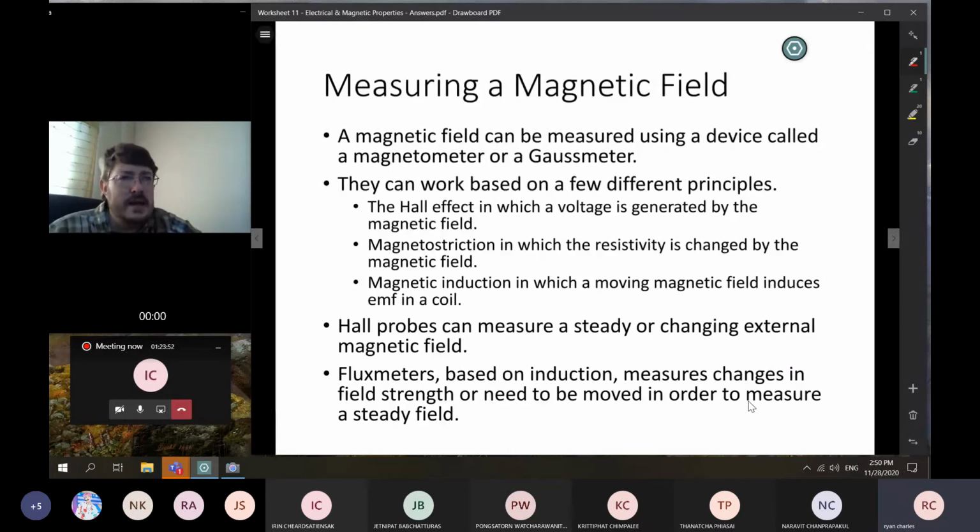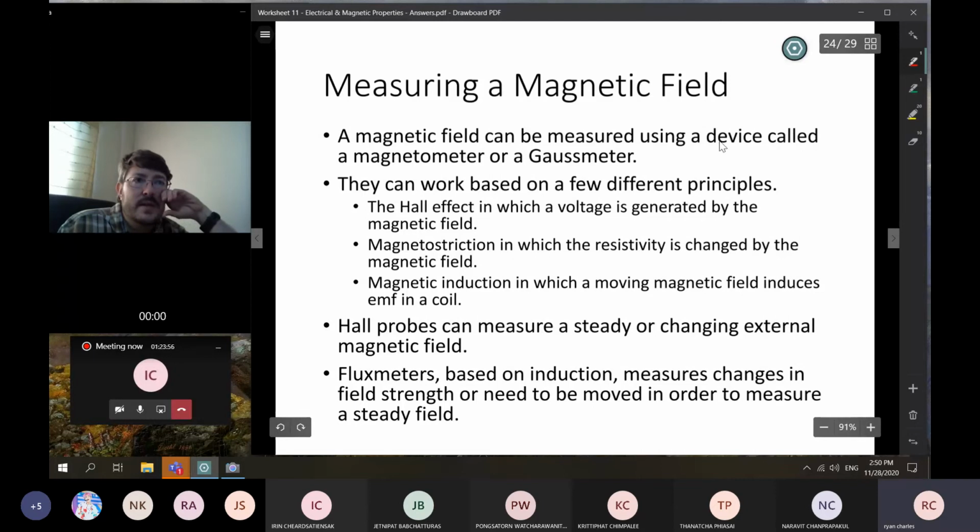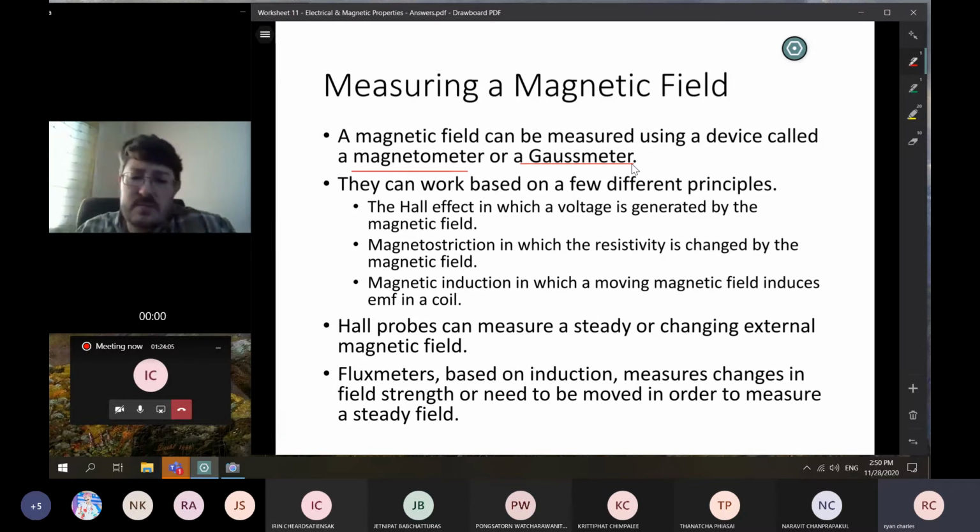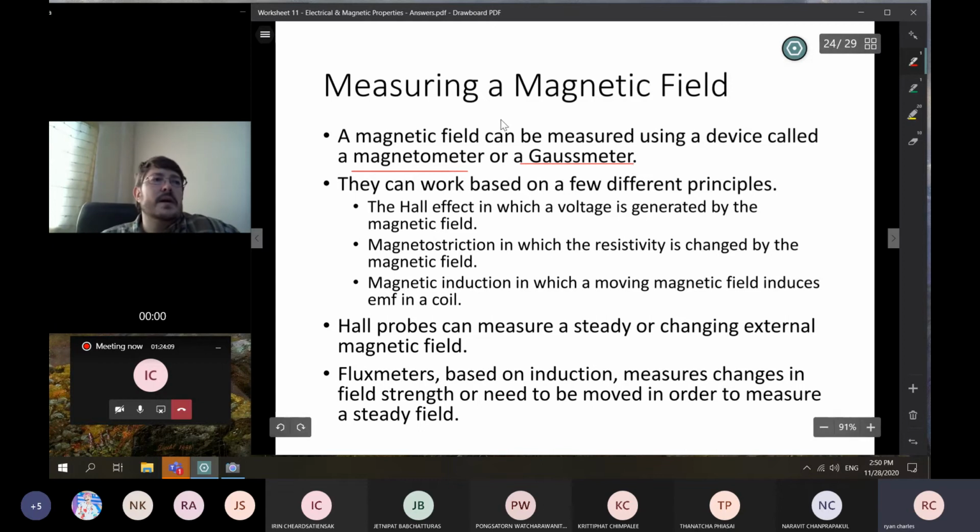Now, how do you measure a magnetic field? A magnetic field can be measured using a device called a magnetometer or a Gauss meter. People say it differently depending on what country you're from. It's a Gauss meter to me. Magnetometer or Gauss meter. They can work based on a few different principles.